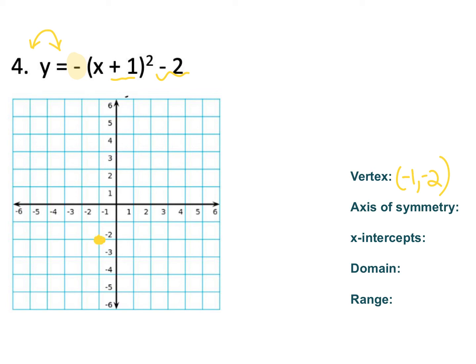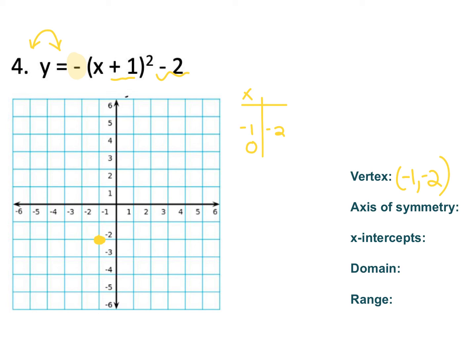So what did I say you need to do? You need to find one other point at least. And you can toss this in the graphing calculator if that's quicker. But I'm going to go 1 point to the right. So I already have my vertex as (-1, -2). 1 point to the right would be 0.